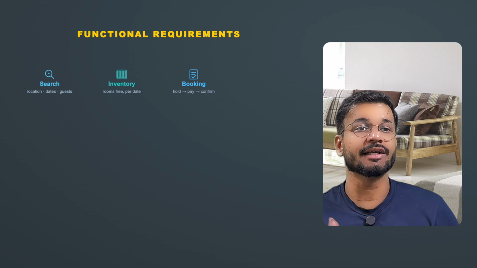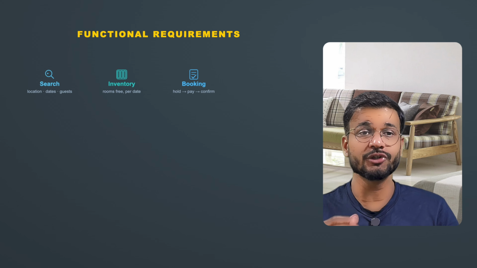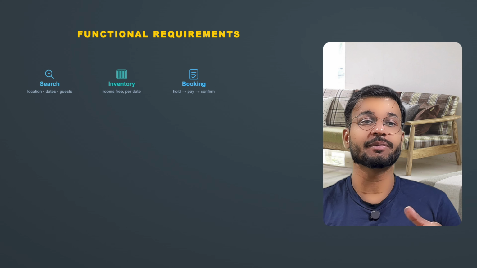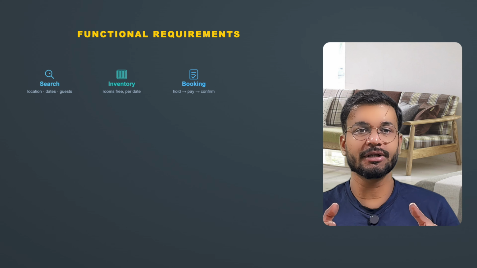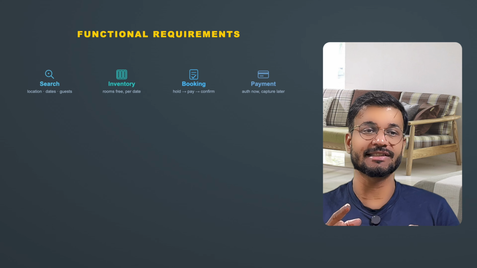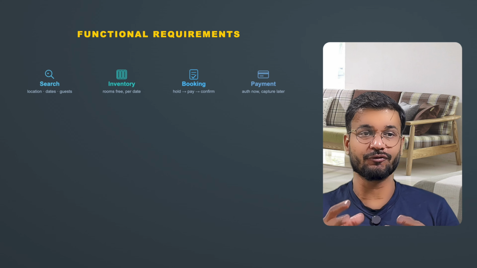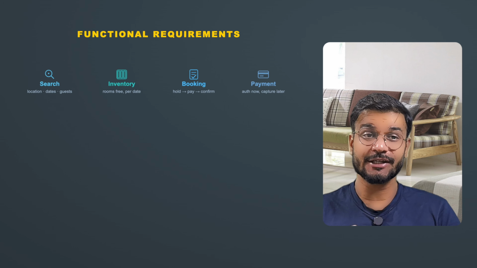The third is room reservation and booking. A user selects a room, the system holds it, then they pay, and then the booking is confirmed. The hold must be temporary. If they don't pay in 10 minutes, the room goes back to the inventory. Then the fourth is payment processing. We need to authorize a card at booking time, and capture the payment later, typically at check-in or a few days before. We also need to handle cancellations and refunds.